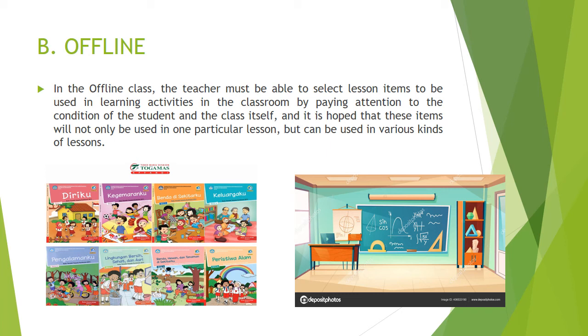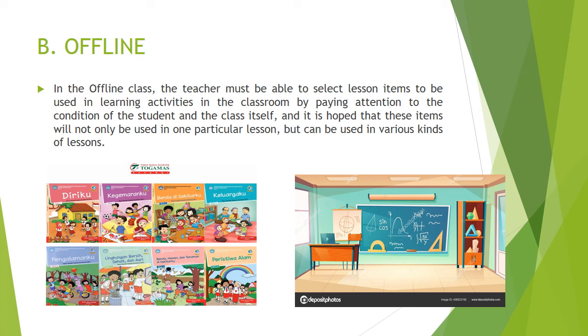Alright, right now we will talk about the offline class. In the offline class, the teacher must be able to choose the subject matter that will be used in the classroom learning activities by paying attention to the condition of the students and the class itself. For example, for a history lesson that talks about maps, the teacher must provide a map that can be used as a learning model.